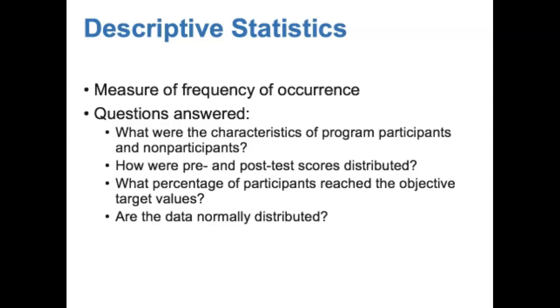Descriptive statistics are also called an exploratory data analysis or univariate analysis. And it measures frequency of occurrence, such as mean, mode, percentages, and dispersion of values. These data are easy to interpret and obtain and can be very powerful when used to explain your findings to stakeholders.